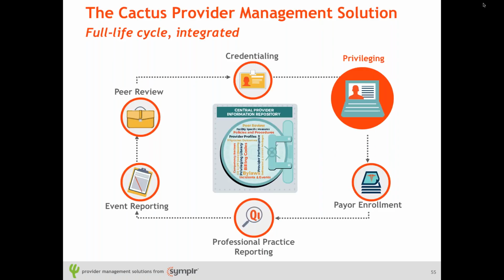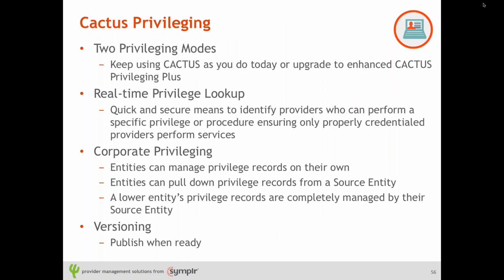So next I'm going to move on to privileging and talk about some of the tools we have available to help optimize the privileging process. A couple things to know. With Cactus, there are two different privileging modes that you can use. You can use Cactus and manually input your own privilege content. You can continue to use privileging the way you already do, but there's also a new option that we want to make sure you know about.